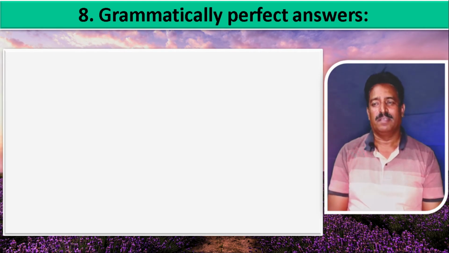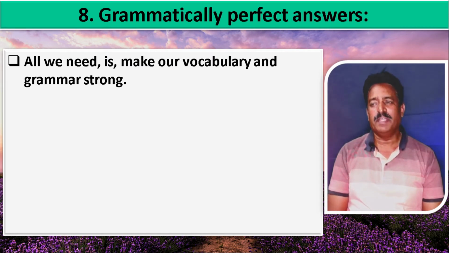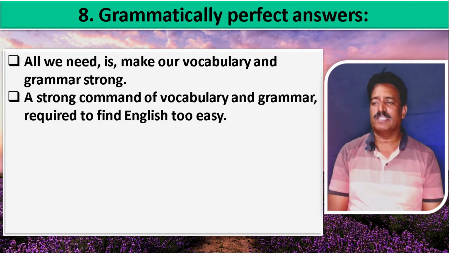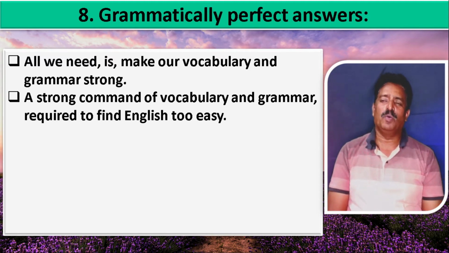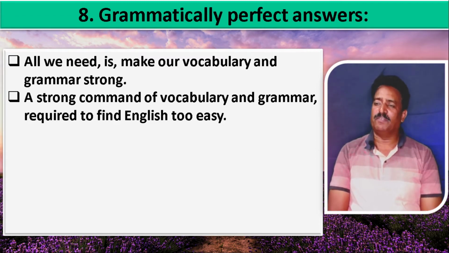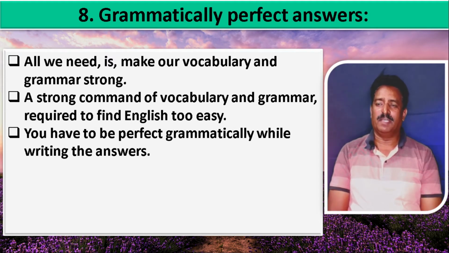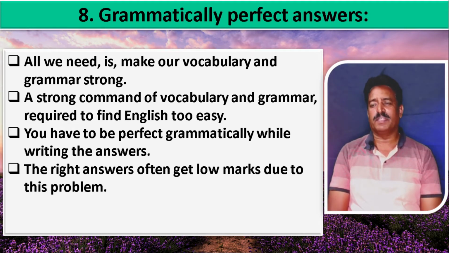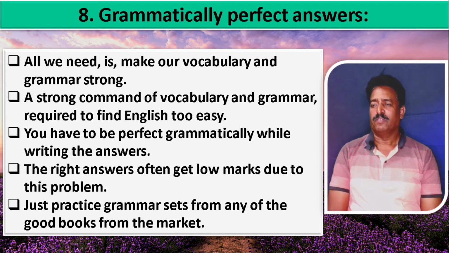The eighth point is grammatically perfect answers. Friends, all we need is to make our vocabulary and grammar strong. If you can get a strong command of vocabulary and grammar, you will find English too easy. The most critical part and also the tough job is this one. You have to be perfect grammatically while writing the answers. In most cases, the right answers often get low marks due to this problem. For this, just practice grammar sets from any of the good books from the market.